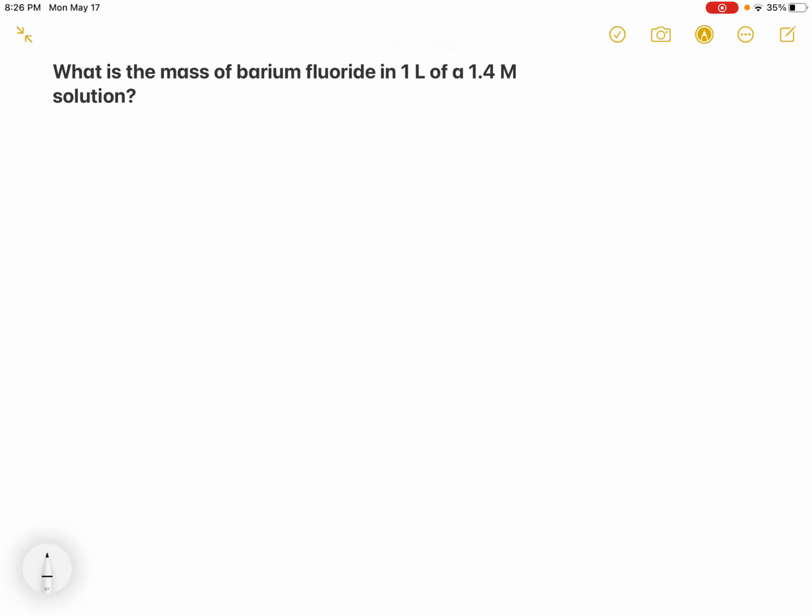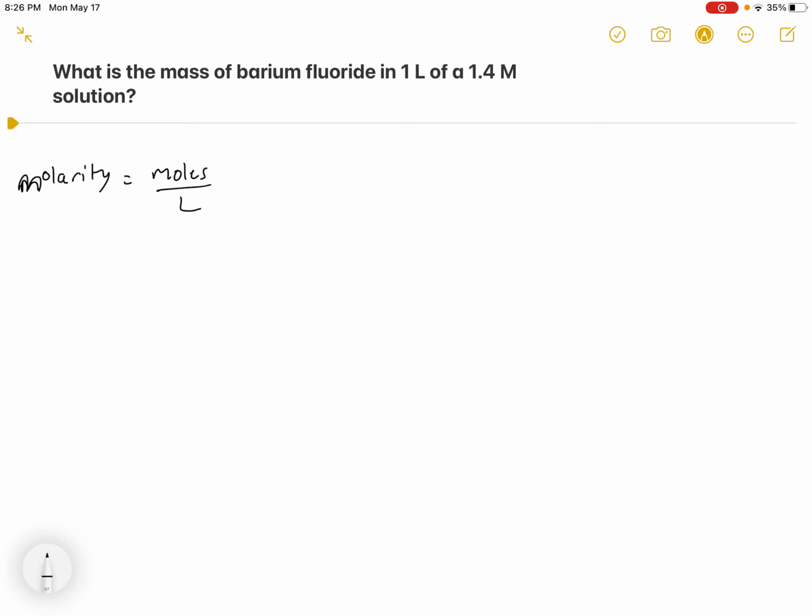All right, we are back to look at another example about molarity and another instance in which we are going to have to use multiple formulas in one problem. So in this question, we are asked, what is the mass of barium fluoride in 1 liter of a 1.4 molar solution? So just to recap for us, molarity equals moles per liter.